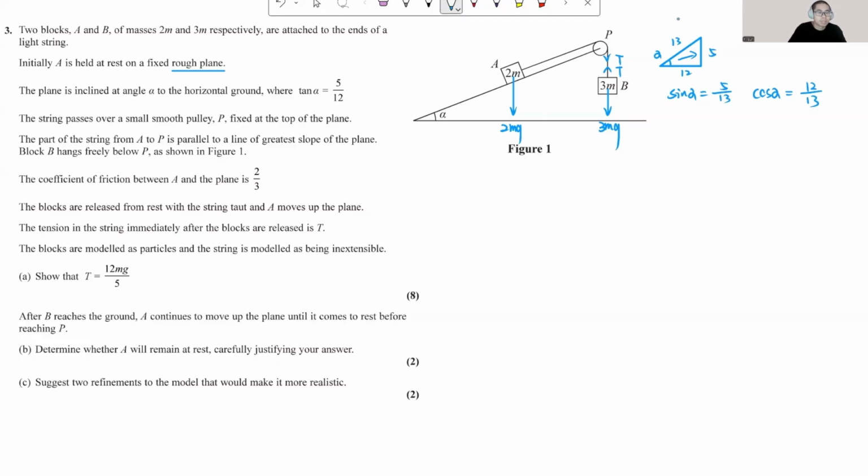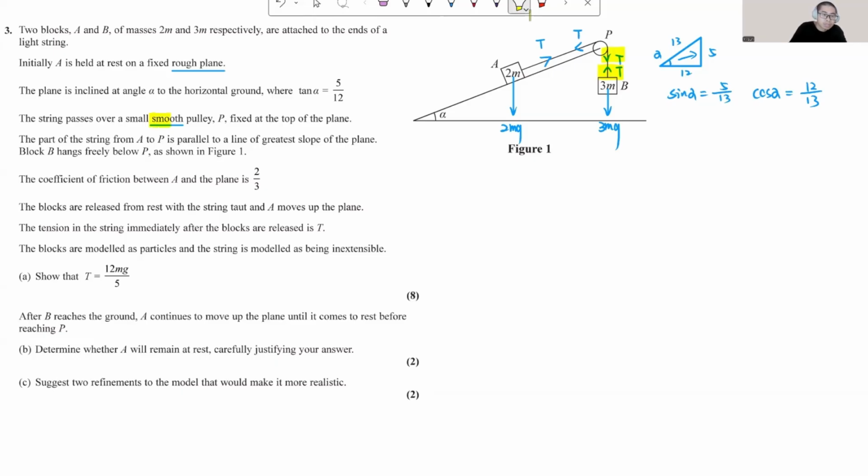And then the string passes over a small smooth pulley. If it's smooth, this is important: smooth means the tension on both sides of the string will be equal to each other. So because it's smooth, if this is the tension, then this should be equal to that one, also equal to the tension. And then again, the normal reaction will be equal and opposite, so there'll be another tension here. So all of them will be equal. Just to be clear, because there's a tension, and we know the reactions are equal and opposite, that would be another tension here. Those two are equal, just in opposite directions.